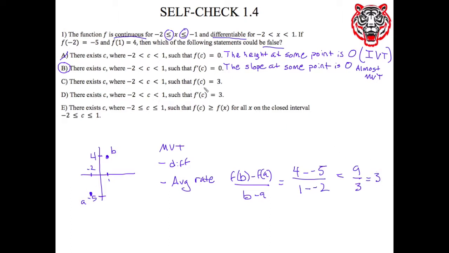Let's look at C. Translate this. The f of c is equal to 3. That translates to saying the height at some point is 3, very similar to how I translated A. Is that guaranteed? Look at our graph down here. It has to cross through all the points between -5 and 4. 3 is right here, so it does include 3. This is guaranteed by IVT. This must be true. All the ones I'm crossing out must be true.